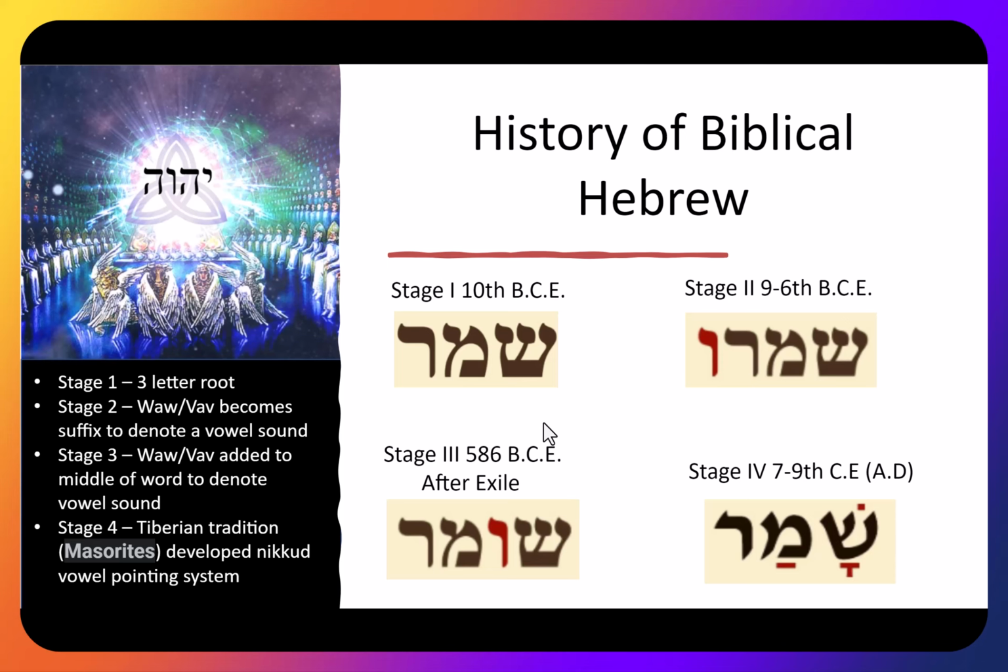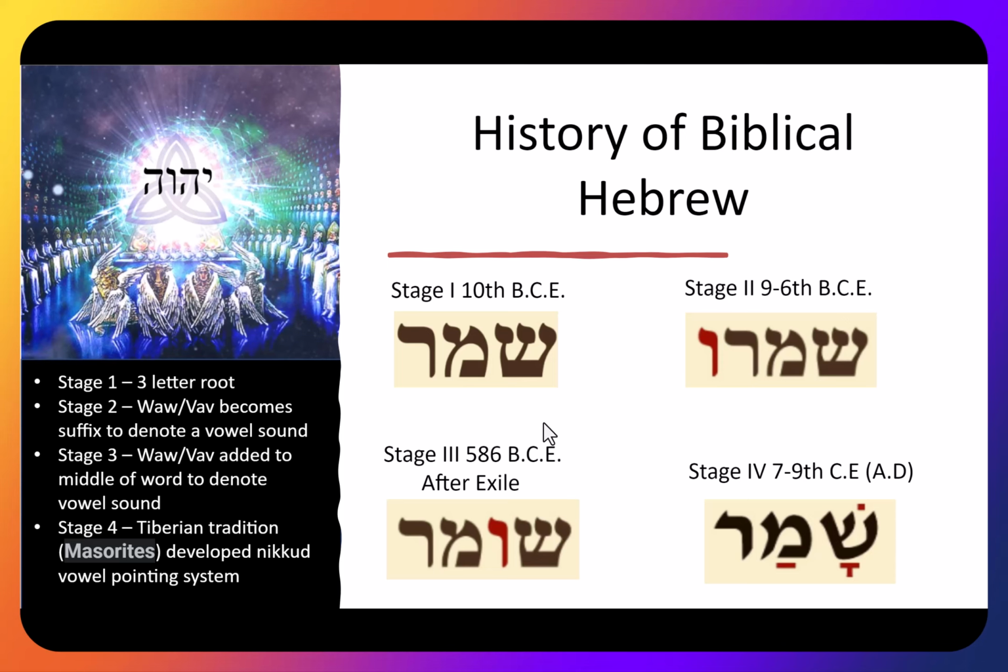There were no vowels in the original writings. Stage 2, they began to use some of the consonants, namely the vav and the yod, to act as vowel sounds, the A, E, I, O, U type sounds that we have in English. So we see that in the suffix of the word in stage 2, 9th to 6th BCE. Stage 3, we begin to see these letters, called matres lectionis, come in the middle of the word to denote a vowel sound. In this case, shamar is the word that we are looking at here.